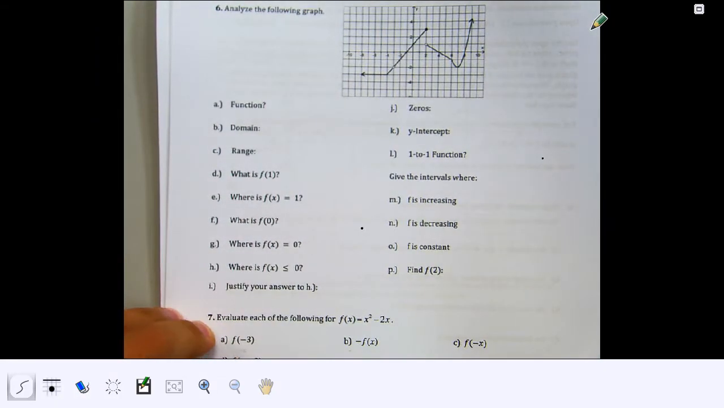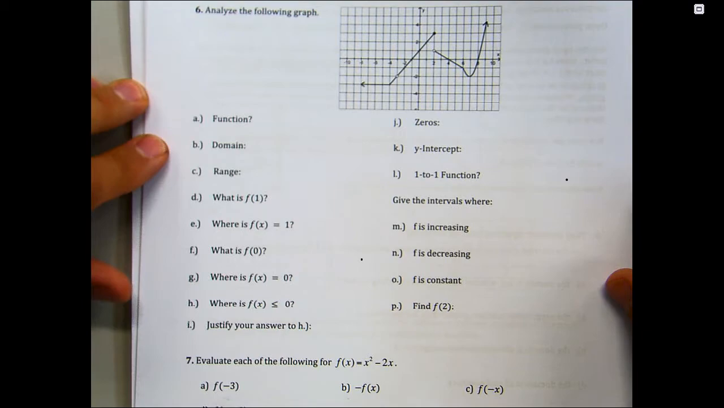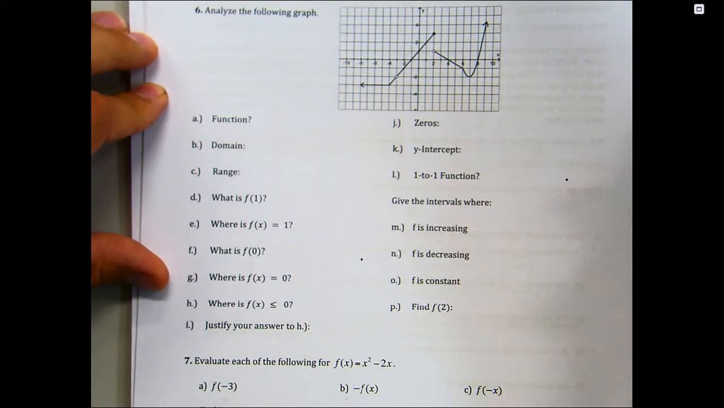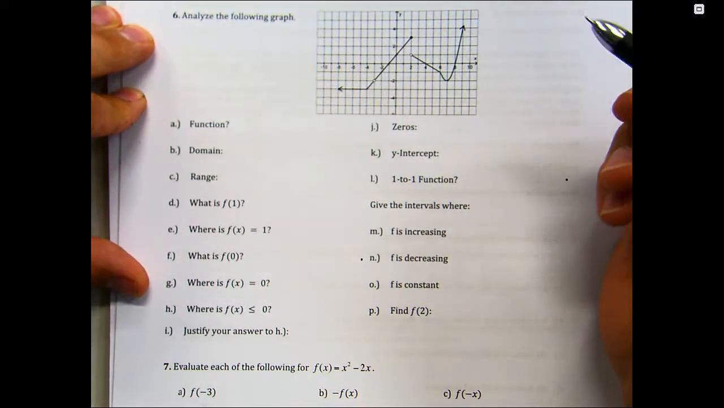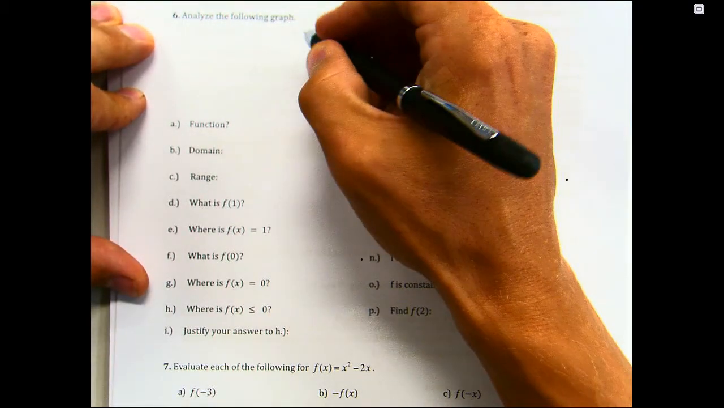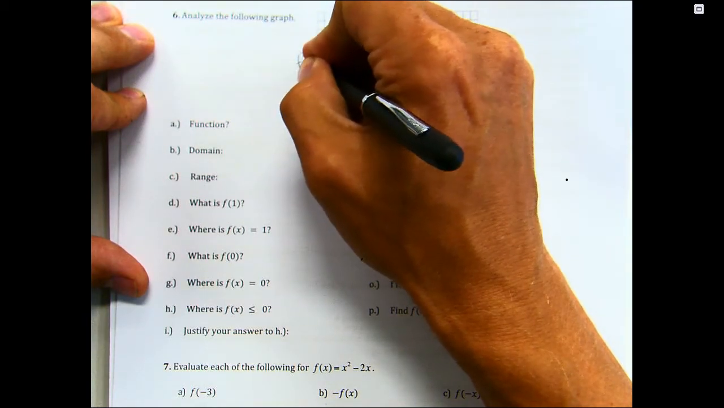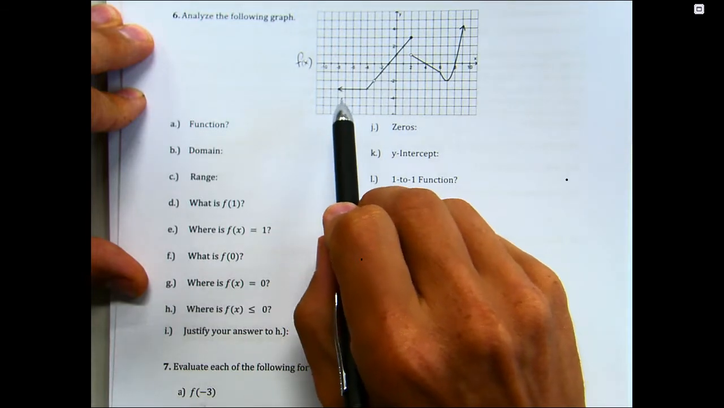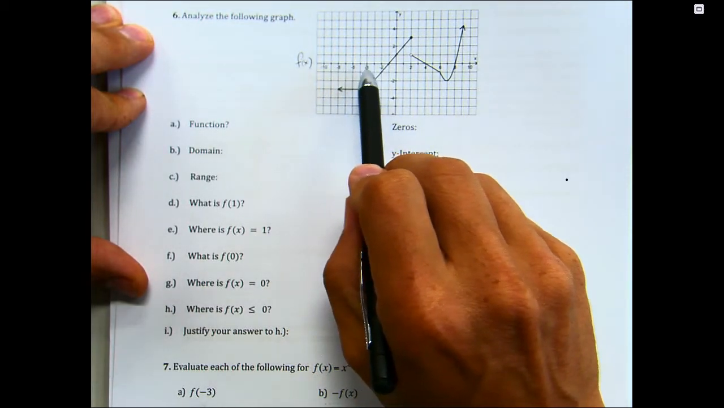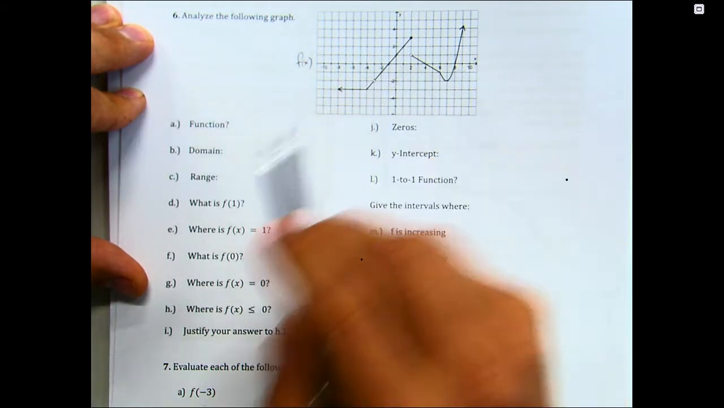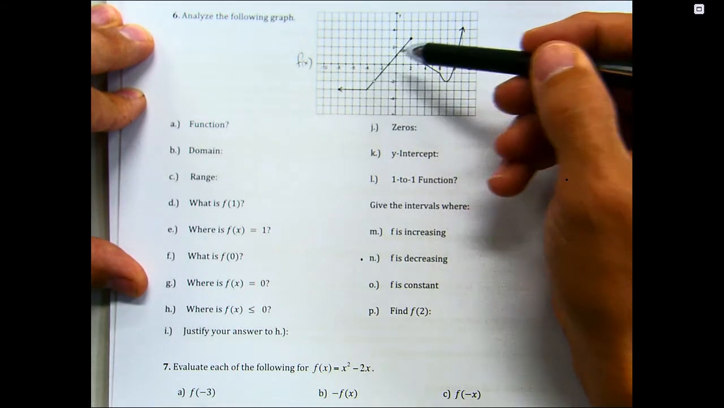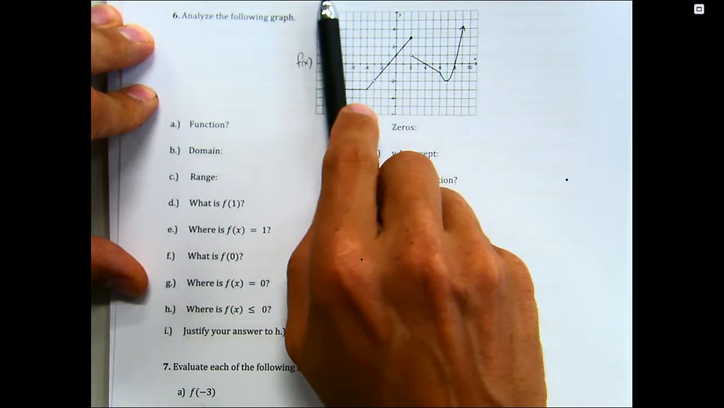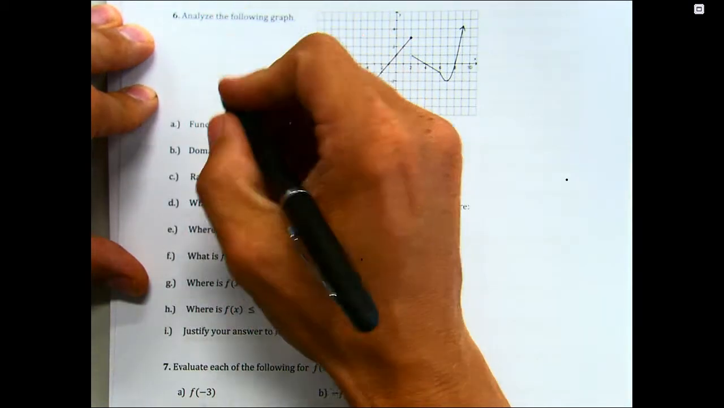All right, just a quick look at number 6 here. I'm just going to whip through the solutions to this real quick, and hopefully you guys can figure out what's going on there. So if this is my function, looks like they're calling it f of x here. Well, is it a function to begin with? It looks like for every x value that I've got here, there's at most one y value. So yes, it's a function. It passes my vertical line test, right? So yes.